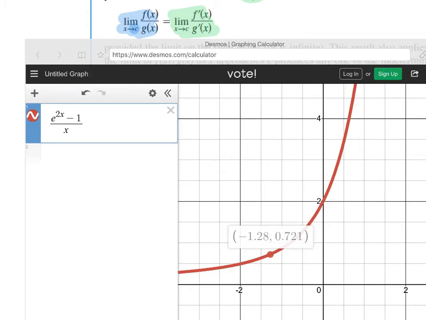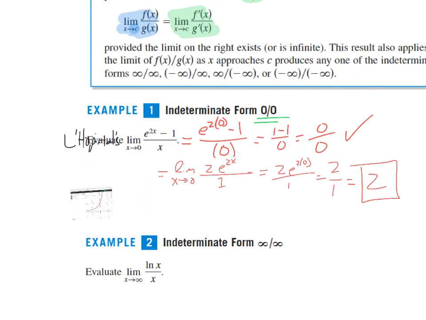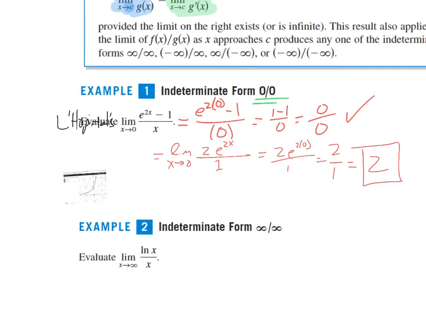There we go. As x is getting close to 0, y is getting close to 2, and then it's undefined there. Okay, so the function itself is undefined. However, we see it's getting close to 0. All right. So the limit of the ratio of the derivatives gives us the limit we're looking for. All right.